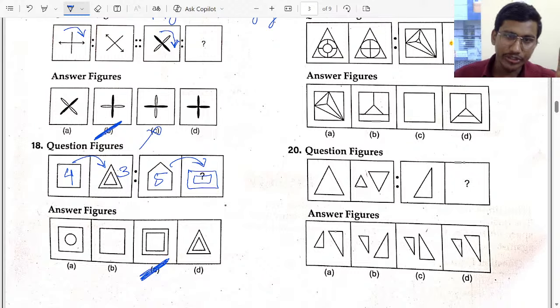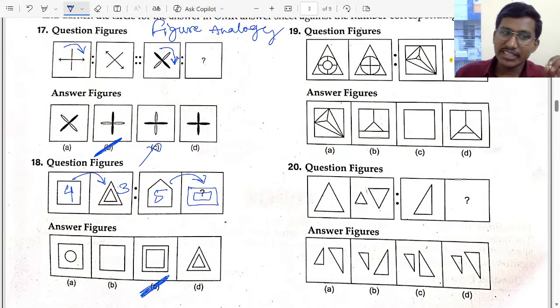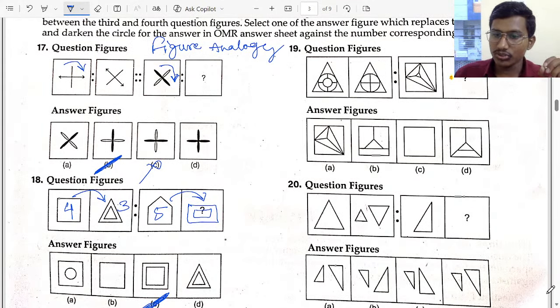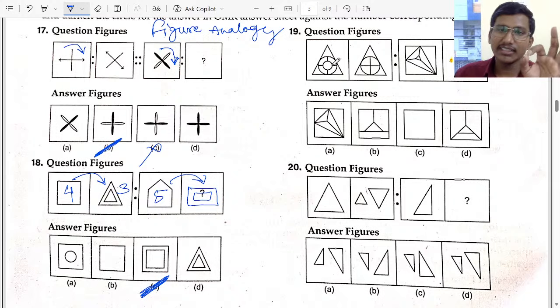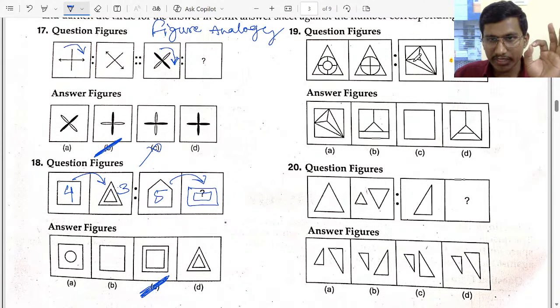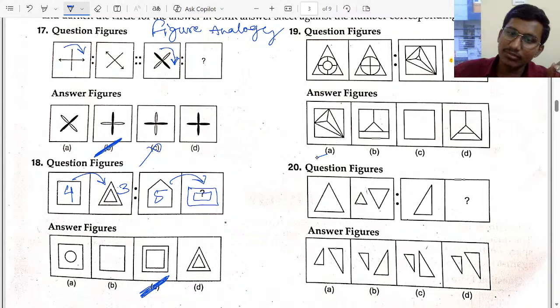Okay, good. Now let us do the next, that is the 19th question. What is the 19th here? If you see here, this is a triangle and there is a circle inside, right? They are connected, 2 circles are there. What is happening is that the plus sign is joining and the circle is going away. Same here, there is a square and a triangle and there is an inside triangle. This triangle will go away and become a plus sign. So that is why the answer is option A for the 19th.